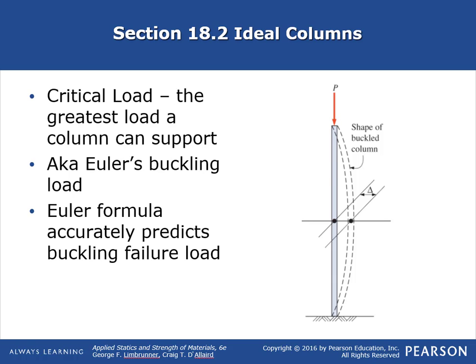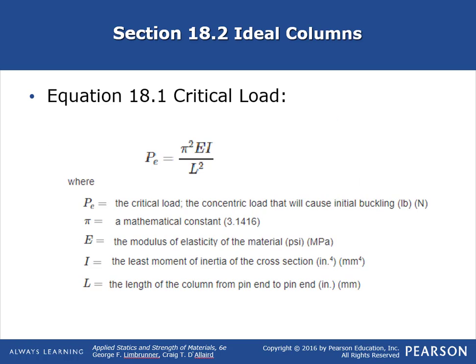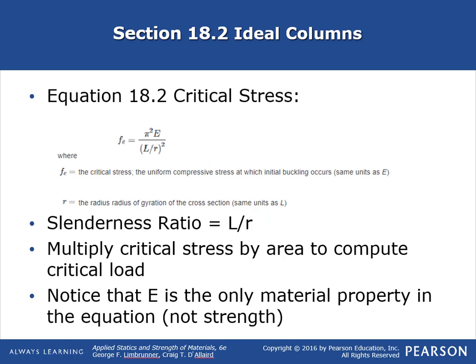Critical load. That is the greatest load a column can support. It's also known as Euler's buckling load, and the Euler formula accurately predicts buckling failures. Here's equation 18.1 for the critical load. We don't usually use equation 18.1 for the critical load. We usually use 18.2, and I'll describe that here in a minute. 18.2 talks about the critical stress.